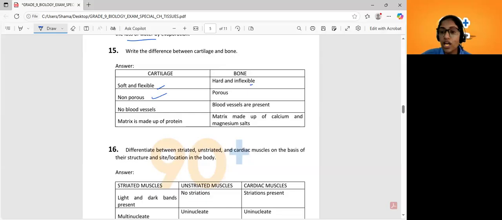Now cartilage is non-porous. There are no pores in it, but bone is porous. And in cartilage there are no blood vessels, but in the case of bone, blood vessels are present. And in cartilage, the matrix is made up of protein, but in the case of bone, the matrix is made up of calcium and magnesium salts. So this is the difference between cartilage and bone.